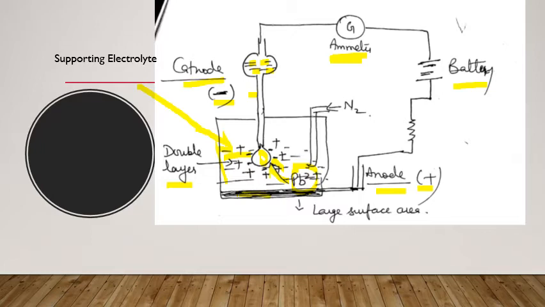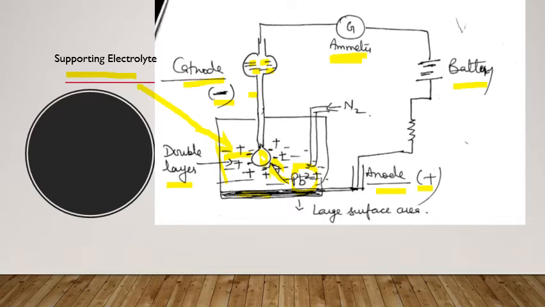The main role is of the supporting electrolyte. The supporting electrolyte is always taken in excess. How much excess? It must be 30 to 100 times greater than your analyte concentration. Understood? How much should it be greater? It should be greater 35 to 100 times.